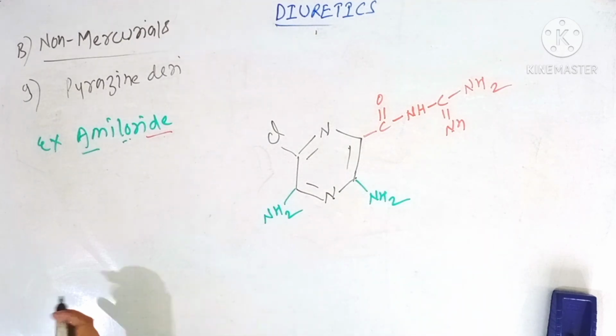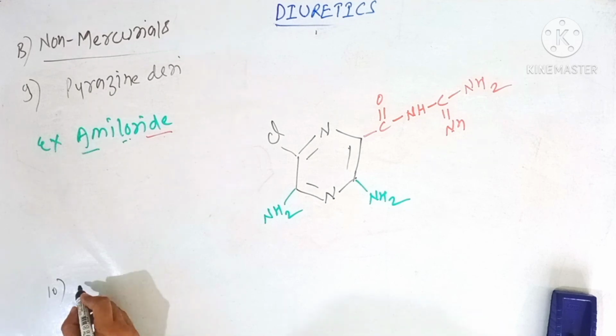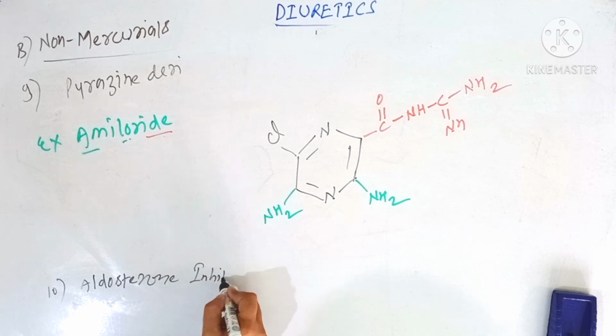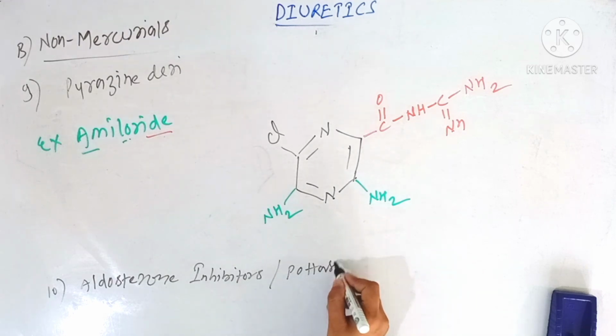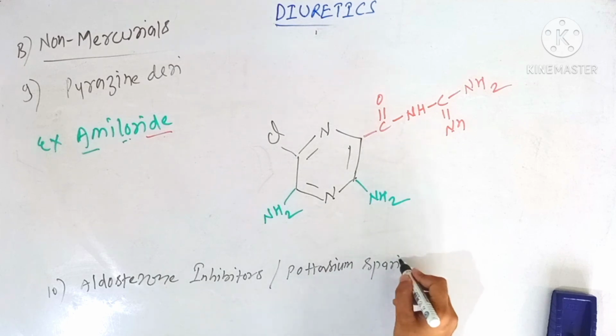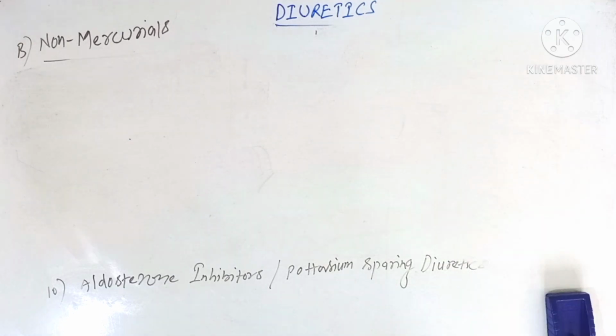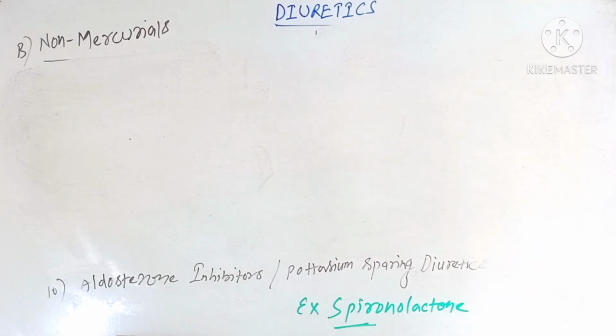Now class number 10, aldosterone inhibitors. This is also known by the name potassium sparing diuretics. And the best example in this category is your spironolactone. Spiro means this compound has a spiro functional group or spiro junction, spironolactone.